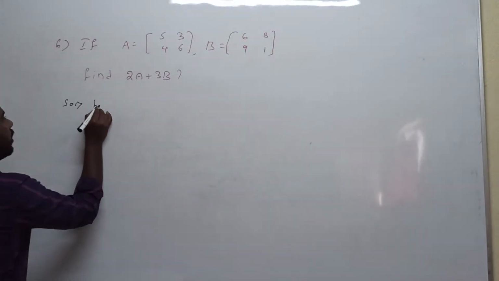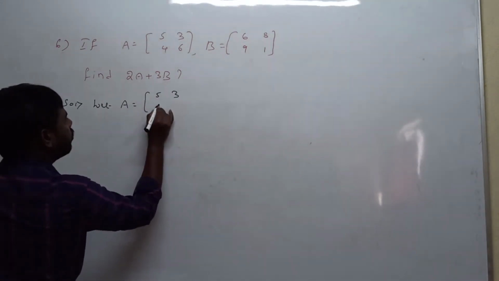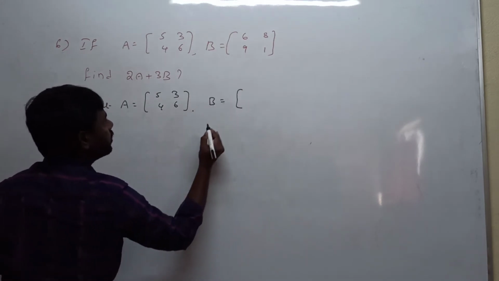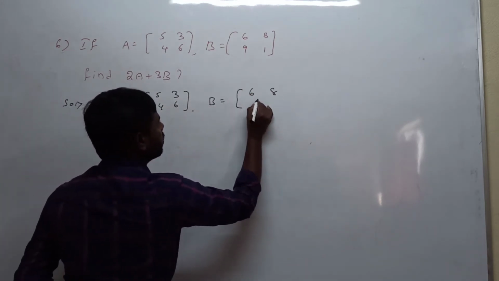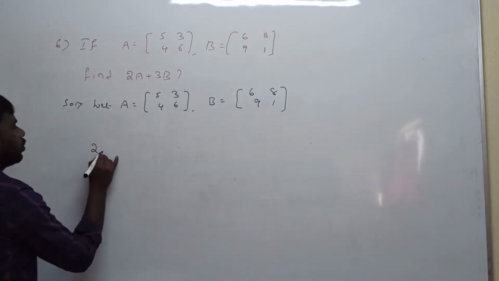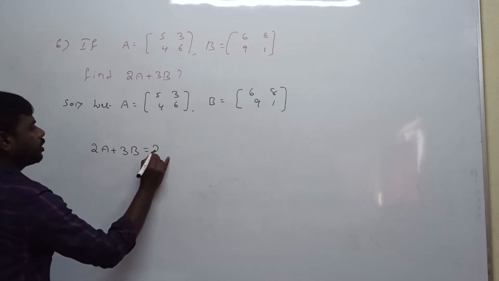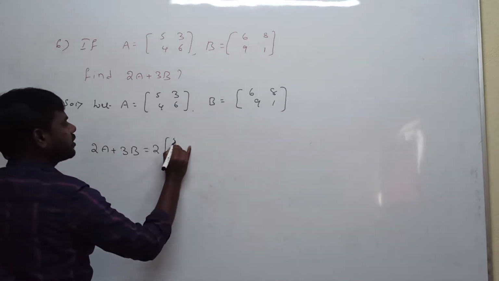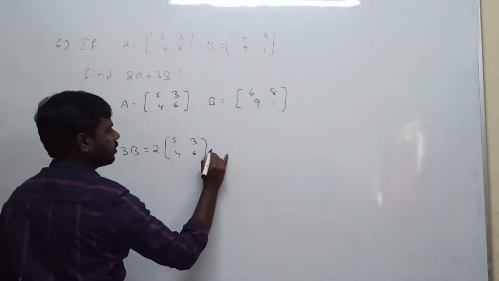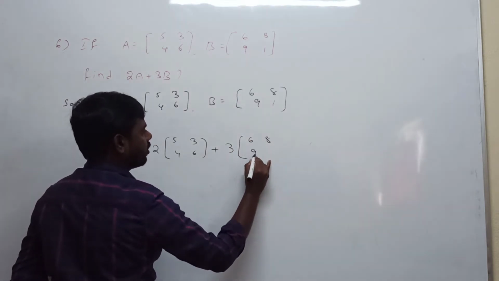Solution: let capital A is equal to 5346, capital B is equal to 6891. So now what is it given to calculate? 2a plus 3b. So now 2 into, substitute, A matrix. A matrix is 5346. Next plus 3 into B matrix is 6891.